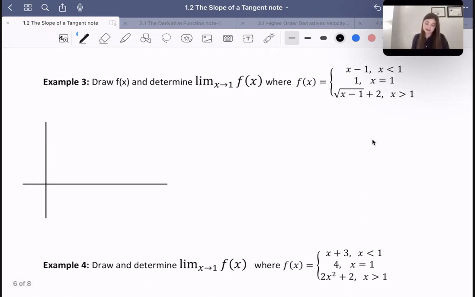Here it says, draw f of x and determine the limit as x approaches 1 in this piecewise function. So let's do this. The first part of the piecewise function, actually I'm going to do this middle step first, where it says that f of x equals 1 when x equals 1. So that means we have a point here at (1, 1), because that's what it says.